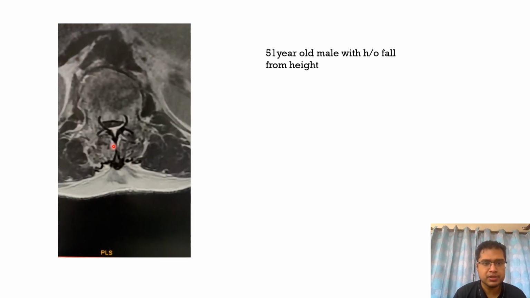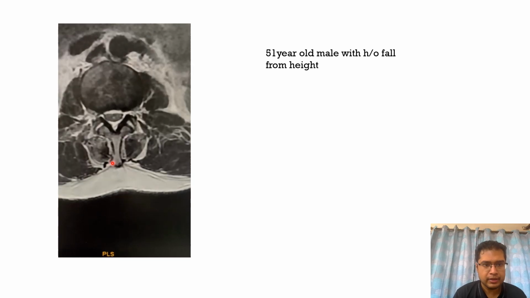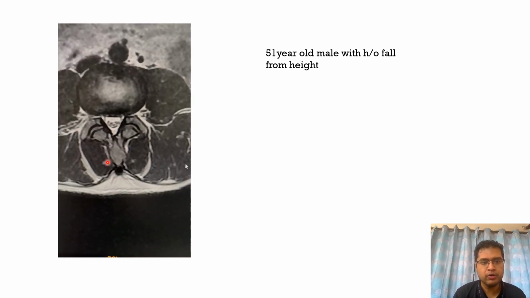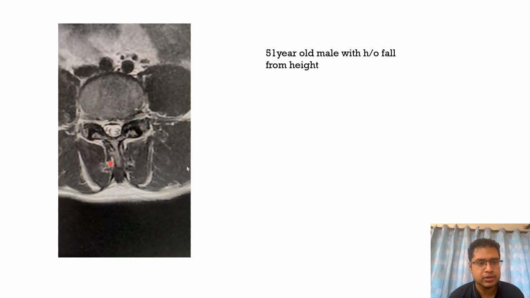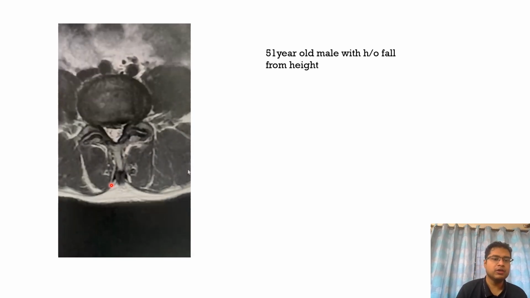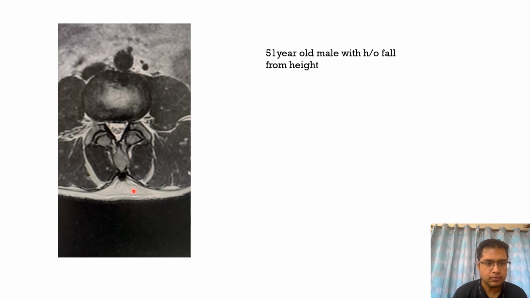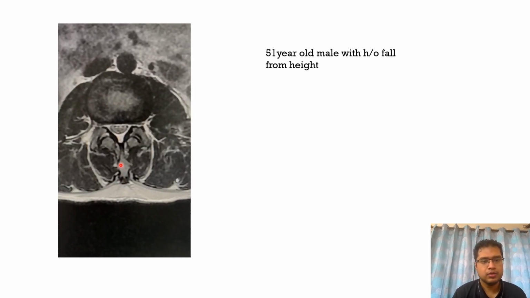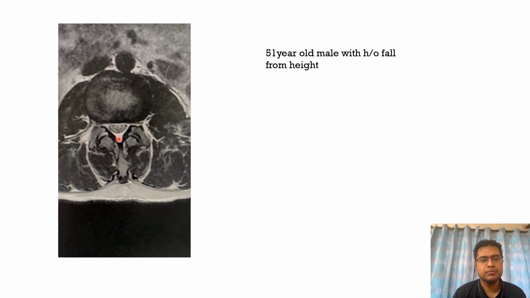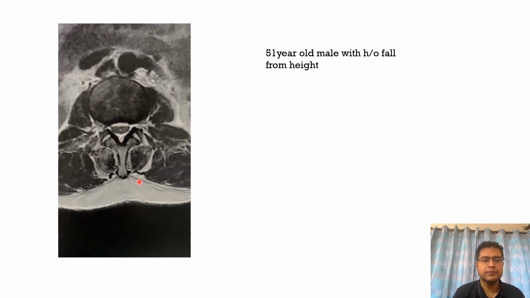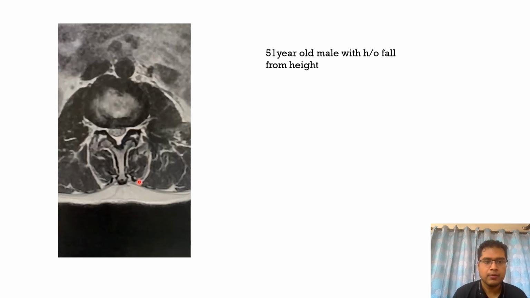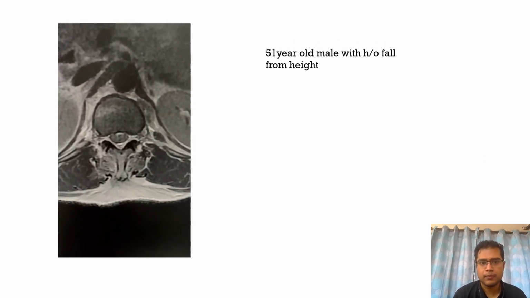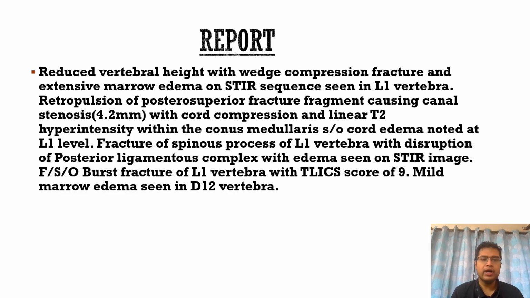These are the axial images where again we can see that there is fracture of the vertebra along with the involvement of the spinous process of the vertebra. This is the fracture of the spinous process that is very well seen. This is the report I had given.